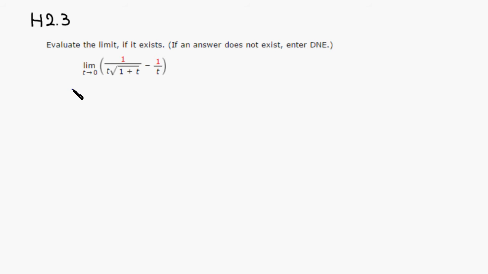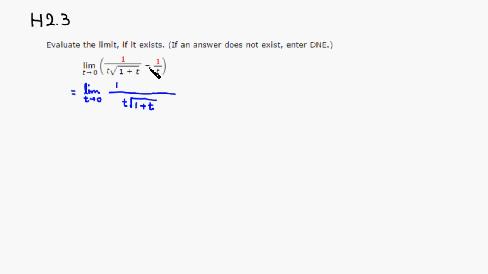So this is going to be equal to the limit as t approaches 0. Taking the common denominator would be t times square root of 1 plus t. So the first guy has exactly the denominator, so you have 1. But the second guy has only t there, so we're going to have to multiply its numerator and denominator by square root of 1 plus t.